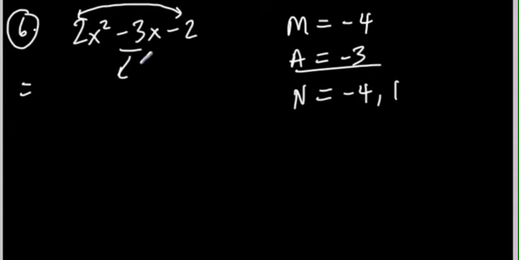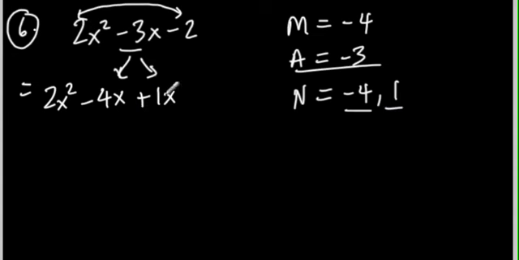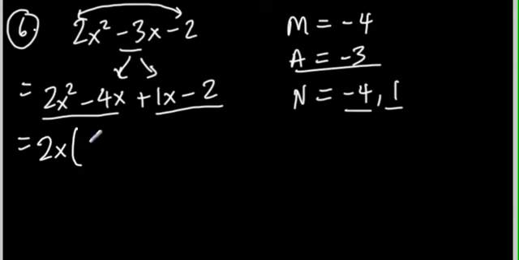So remember, the middle term splits, right? So we get 2x squared, and then we get minus 4x, which comes from here, and plus 1x, which comes from here. Sorry, my mistake, plus 1x. Minus 2. And then we group the first two and the last two. What's common in the first two? It's 2x, right? And what are we left with? It's x minus 2. Because 2x times x is 2x squared, 2x times negative 2 is negative 4x.